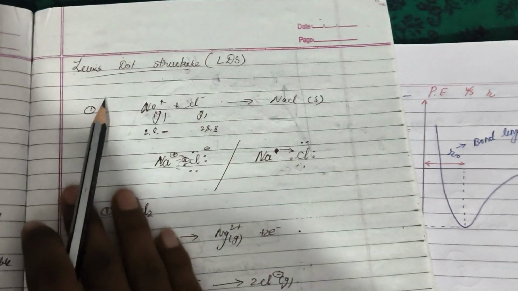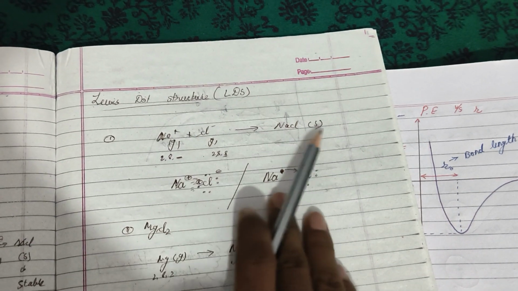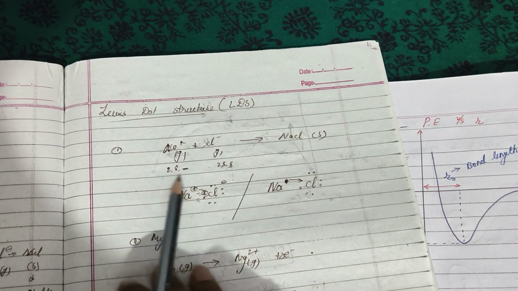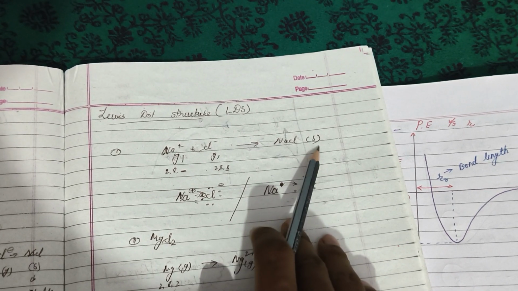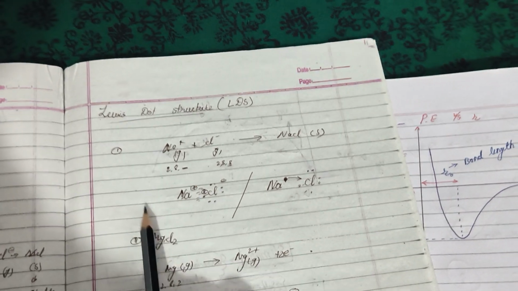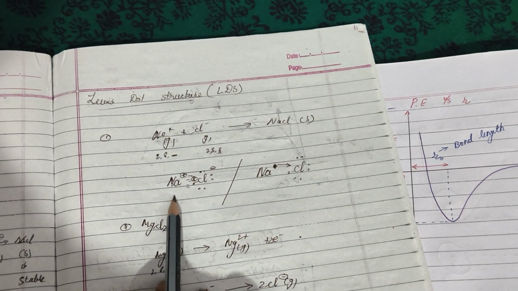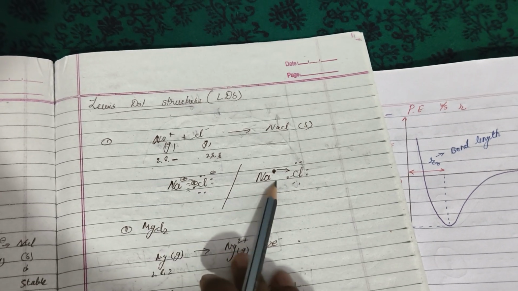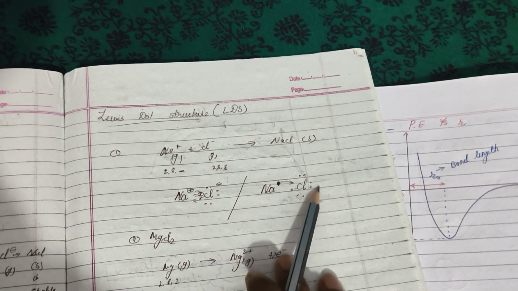Now we are going to study the Lewis dot structure, LDS. Sodium plus chlorine gives NaCl. The gaseous atoms, 2, 8, 1 and 2, 8, 7, form NaCl solid. There are two ways to form a Lewis dot structure. The first one is this one, Na plus. It has already donated an electron, and this time it is about to donate an electron to the chlorine atom.